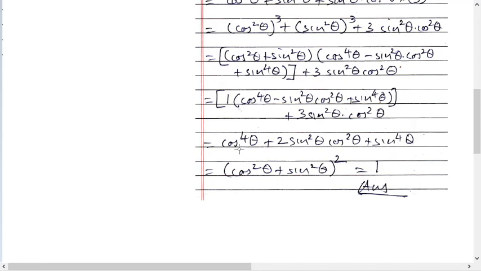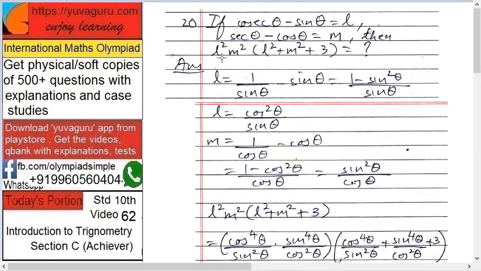Okay. Now what is this? But if you look at this neatly, it is cos square the whole square plus 2 sin square cos square plus sin square the whole square, right? It means a plus b the whole square, because it's a square plus 2ab plus b square. That is cos square theta plus sin square theta the whole square. But what is cos square plus sin square? 1. Okay, so 1 square is 1. So the answer is 1. That's what is required. Therefore L square m square into bracket L square plus m square plus 3 bracket close equals 1. That is the required answer.